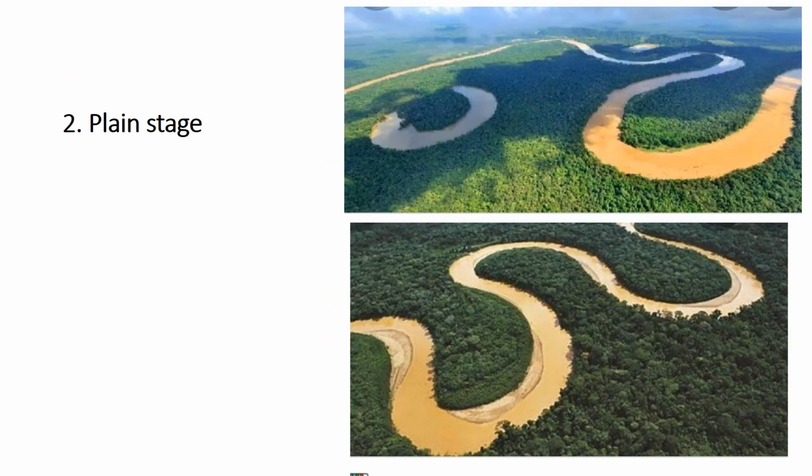The second stage is the plain stage. You can see the picture above showing us an oxbow lake and the other one is showing a meander. When the river enters the plains, its velocity decreases. Rivers no longer perform the action of deepening valleys and start widening them instead. The V shape of the valley disappears and a broad valley forms which has floodplains, meandering channels, and oxbow lakes.